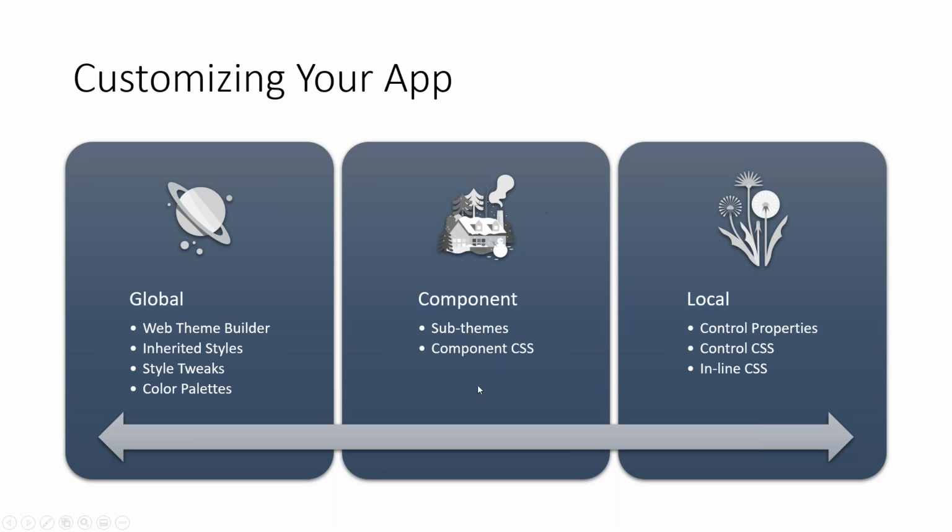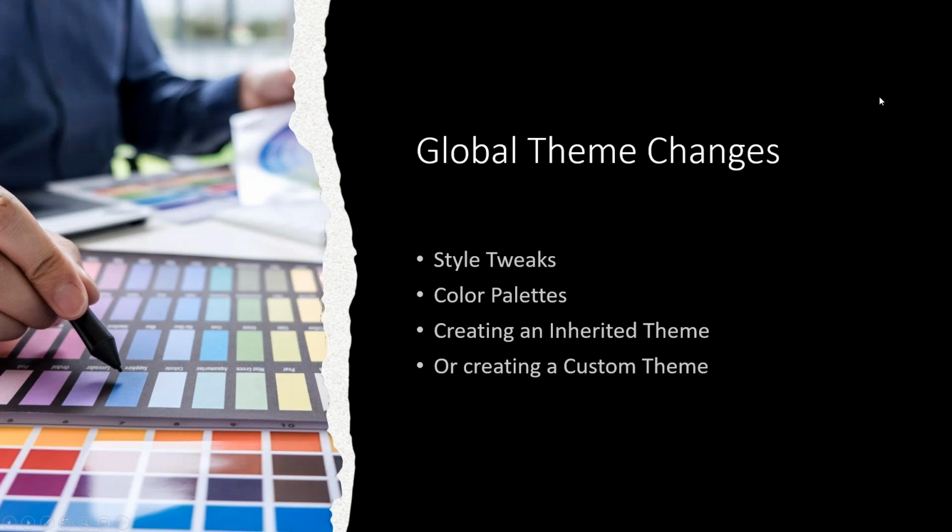So we have global themes over here, component and local. Again, global theme changes are your style tweaks, color palettes, creating an inherited theme, or creating a custom theme. You can create a custom theme by copying the alpha theme, one of the existing ones, or you can start from scratch. If you start from scratch, there will be nothing in that theme other than the files that go with it. It's up to you to go through and specify everything, how it maps into the grid, how it maps into a UX, tabbed UI, and so on and so forth.